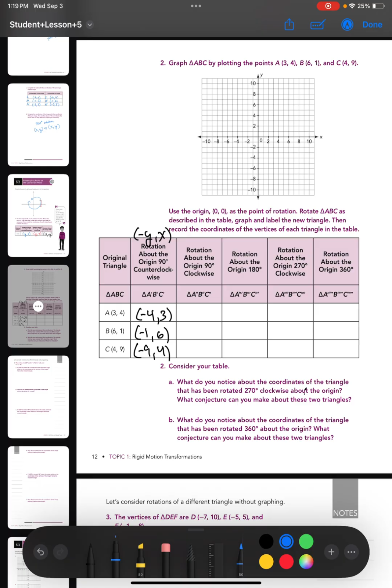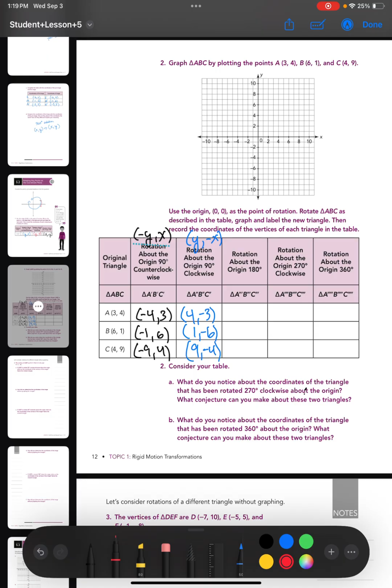For the next one, 90 degrees clockwise is using the rule y, negative x. So those points are going to be 4, negative 3, 1, negative 6, 9, negative 4. Now I would encourage you to pause the video, try to use the rules, fill in the rest of them, and then unpause the video to check to make sure you did this right.